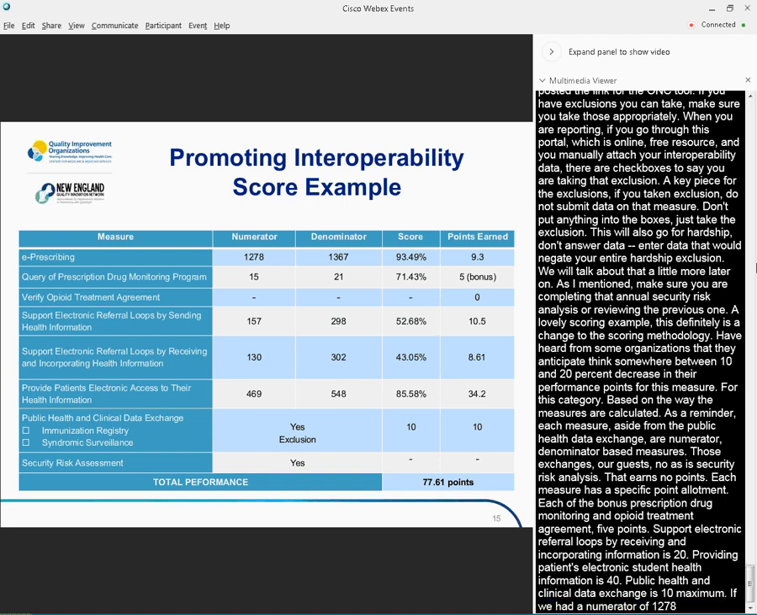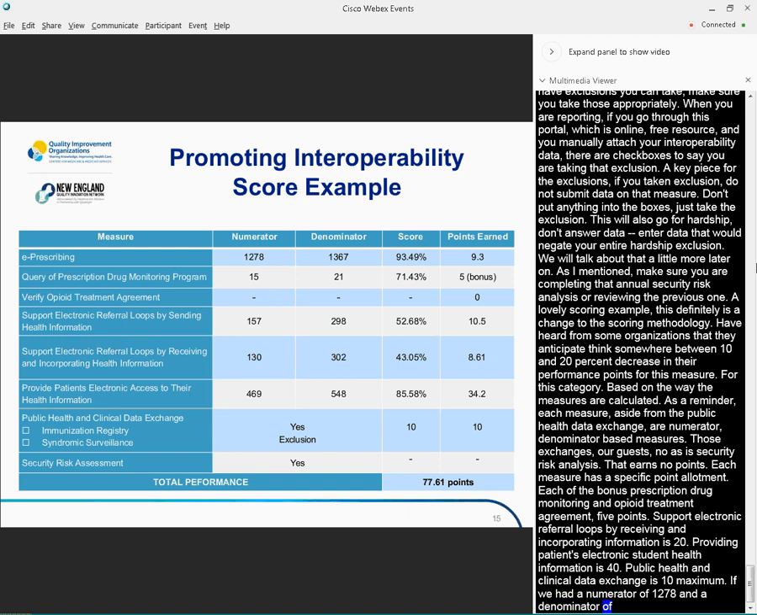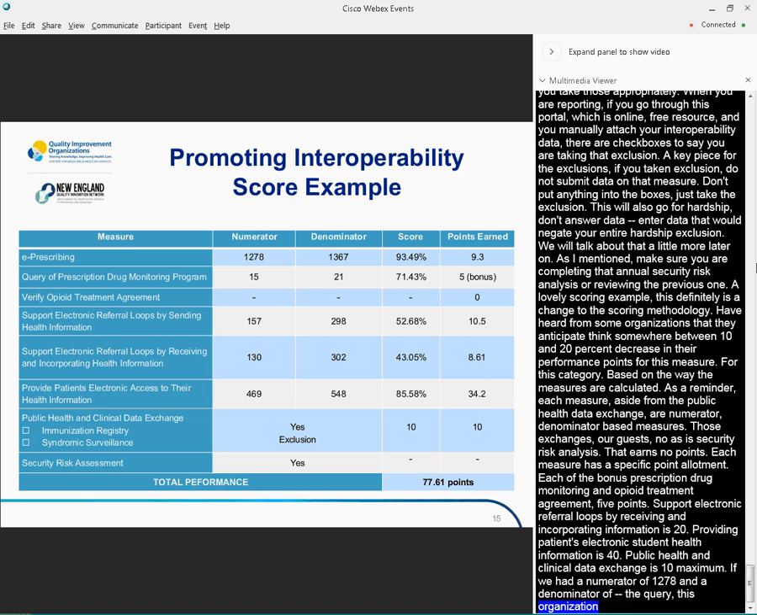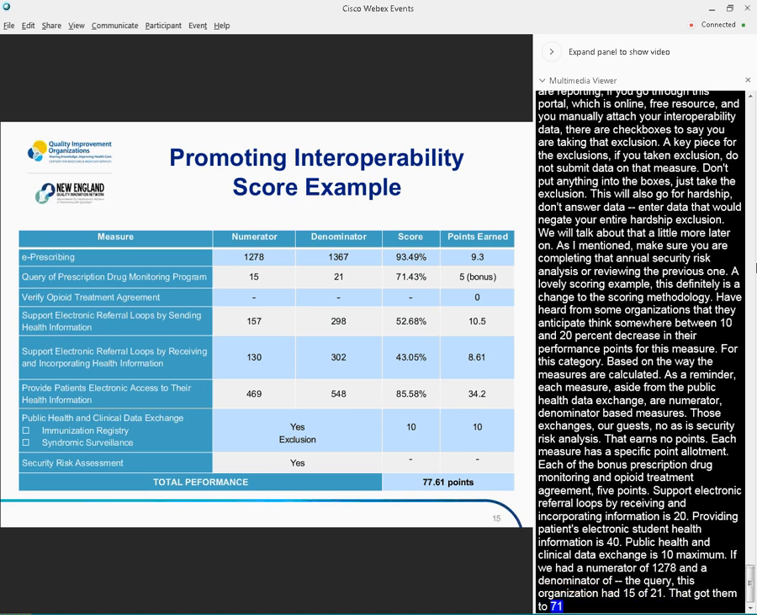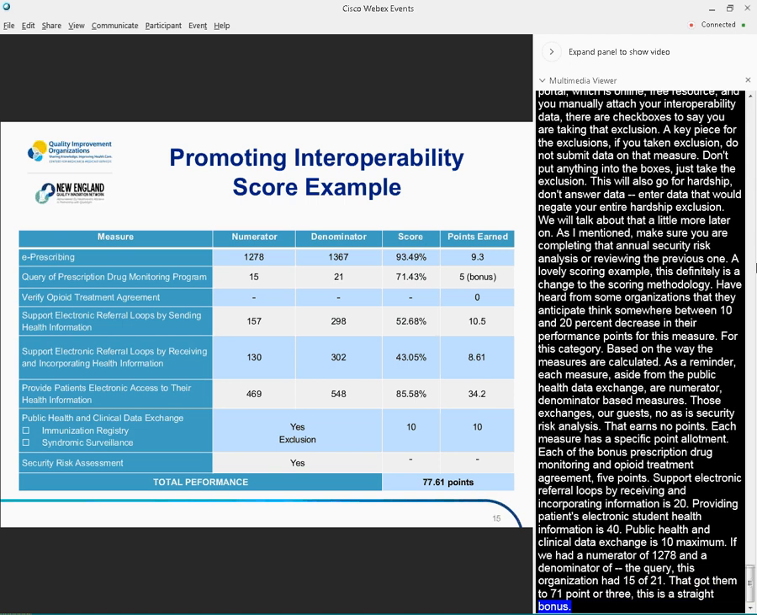that would get us to a 93.49%, which would earn us 9.3 points. The query of prescription drug monitoring program, this organization had 15 of 21, so that got them to 71.43. Again, this is a straight bonus. It's really attestation only, but there is a numerator and denominator obviously to it. So that would give them the 5-point bonus. They did not do the verified opioid treatment agreement, so they get 0 for that.